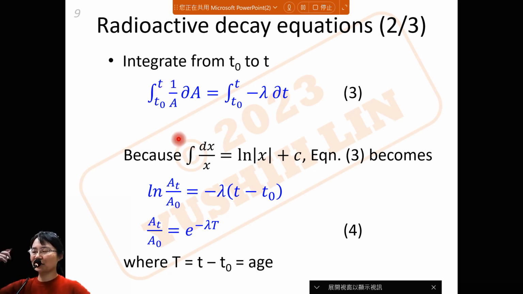Recall your calculus course. The integration of the inverse of x is equal to natural log x. Then you apply this to this integration. You will get this. You will start to see natural log because it comes from this general principle. Then you recast the whole equation. It will get you this one. That's how you derive this equation from the first-order reaction kinetics.